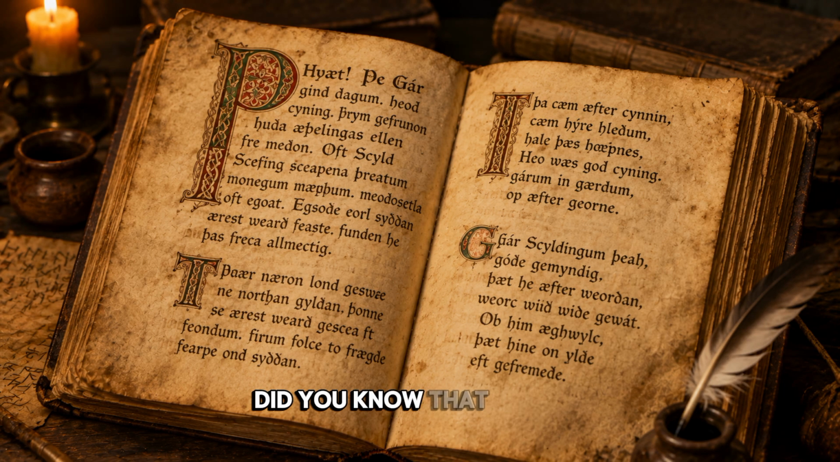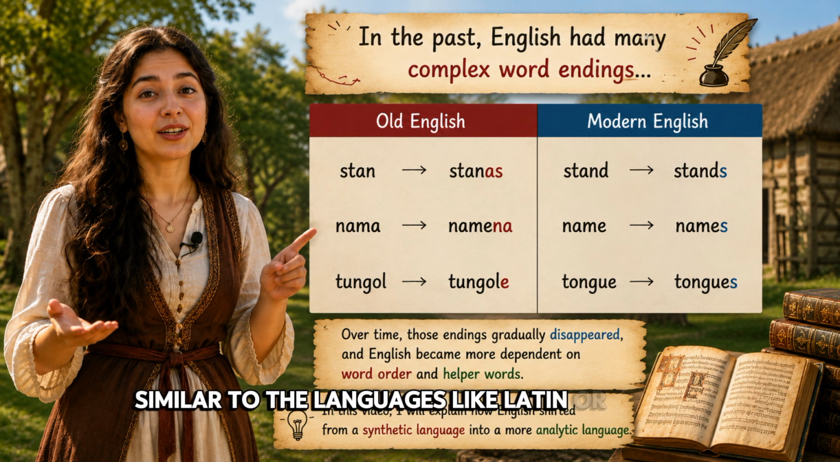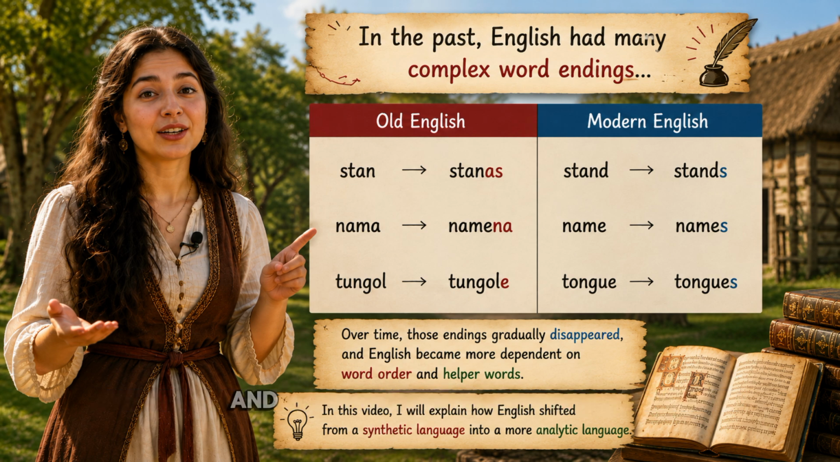Did you know that English once looked very different from the language we speak today? In the past, English had many complex word endings, similar to languages like Latin or German. Over time, those endings gradually disappeared, and English became more dependent on word order and helper words. In this video, I will explain how English shifted from a synthetic language into a more analytic language.